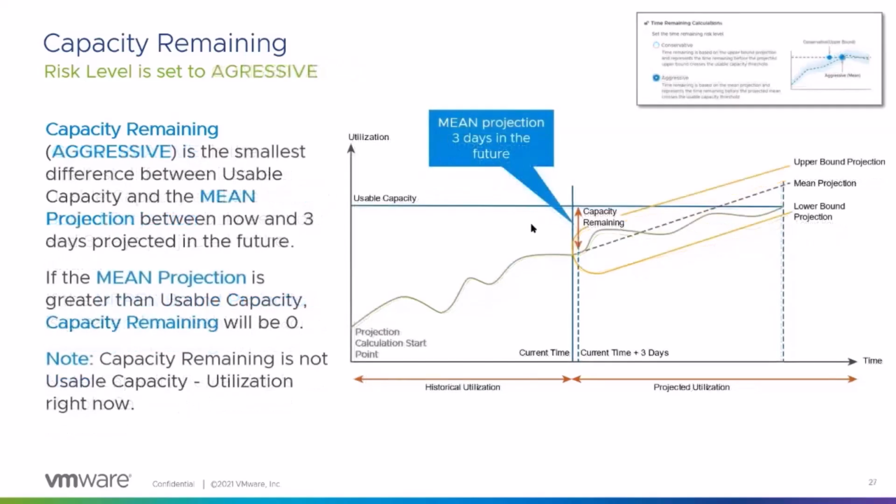And then the next one here is aggressive. So now I'm basically going from the mean 3 days in the future, looking at the mean of the projection between there and the usable capacity line. So that gives me my capacity remaining. Hopefully that makes sense. And then the key part for capacity remaining is to remember it's a 3-day projection.